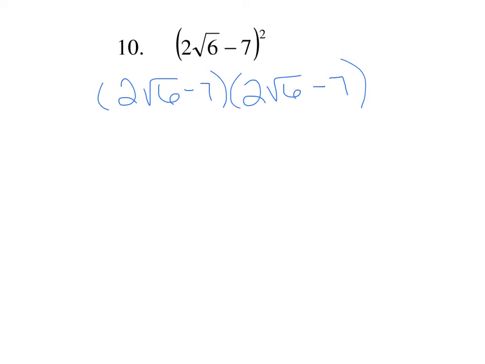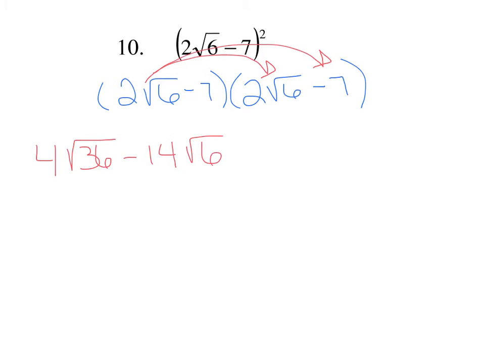And we'll double distribute. So coefficients, 2 times 2. Radicands, 6 times 6. And then here, coefficients, negative 4 and radicand. And here, coefficients, negative 14 and radicand. And here, negative times negative makes positive. 7 times 7 is 49.